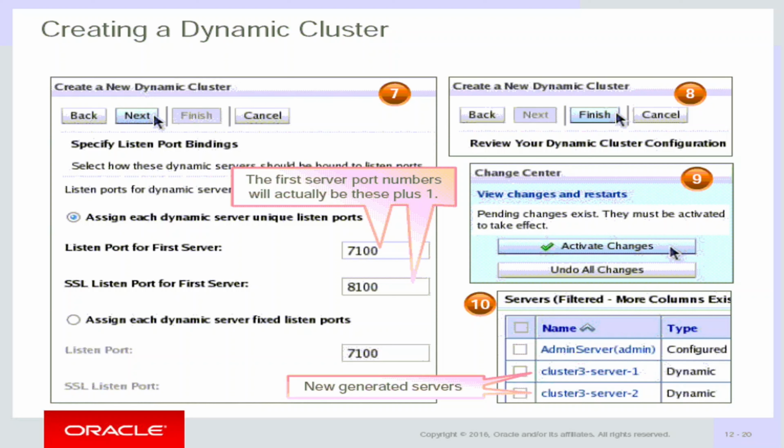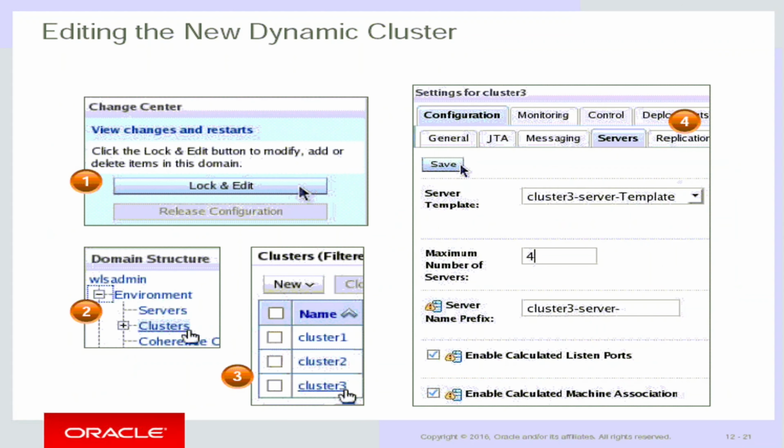And if we choose a fixed listen port, then whatever port we define here would be allocated to the managed servers. And then we can click Finish and activate the changes. And this is how a dynamic cluster is created, and the number of managed servers as we defined would also be created, and we can see them in the list of servers.